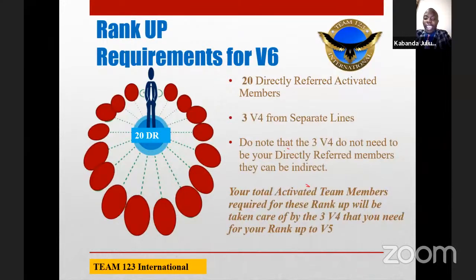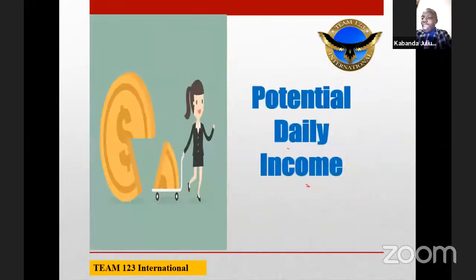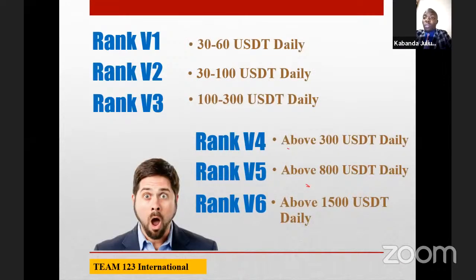Ladies and gentlemen, as I come to the end, I want to describe your daily potential income. If you're a V1, you can make between 30 to 60 USDT daily. If you're V2, you can make between 30 to 100 USDT daily. If you are a V3, you can make between 100 to 300 USDT daily. If you are a V4, I want to change this. If you come to V4, 300 is very little, but you can make between 500 and above.